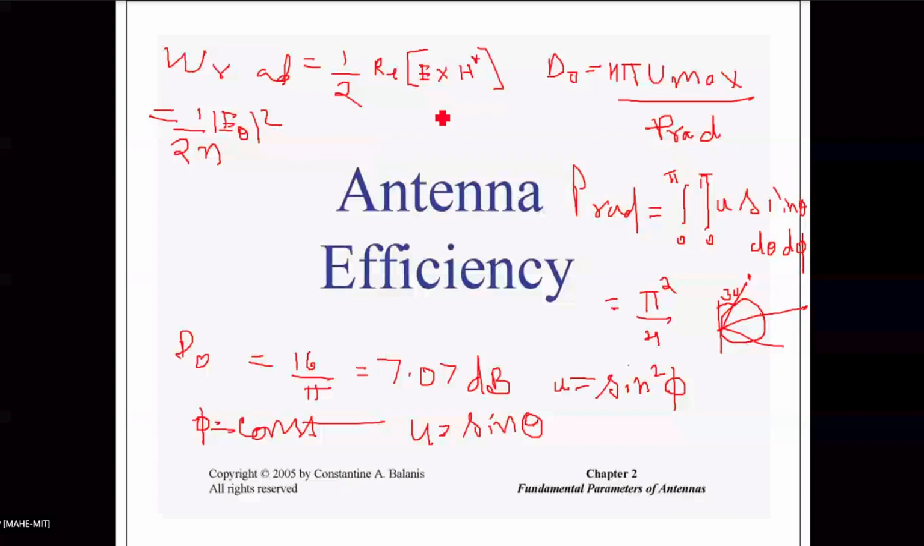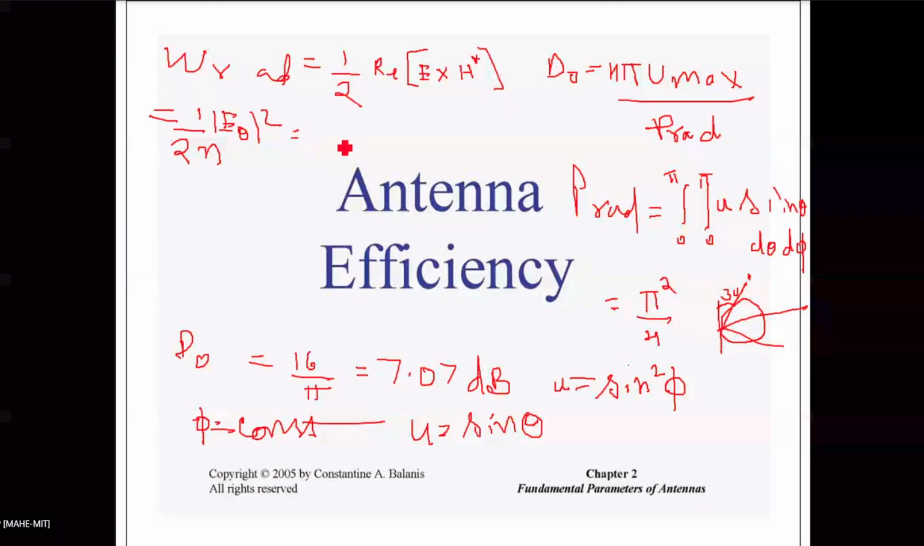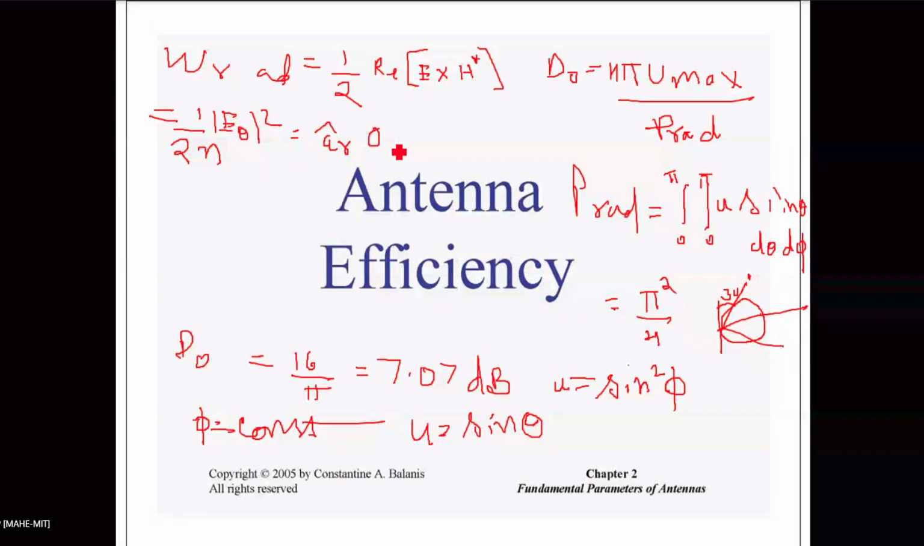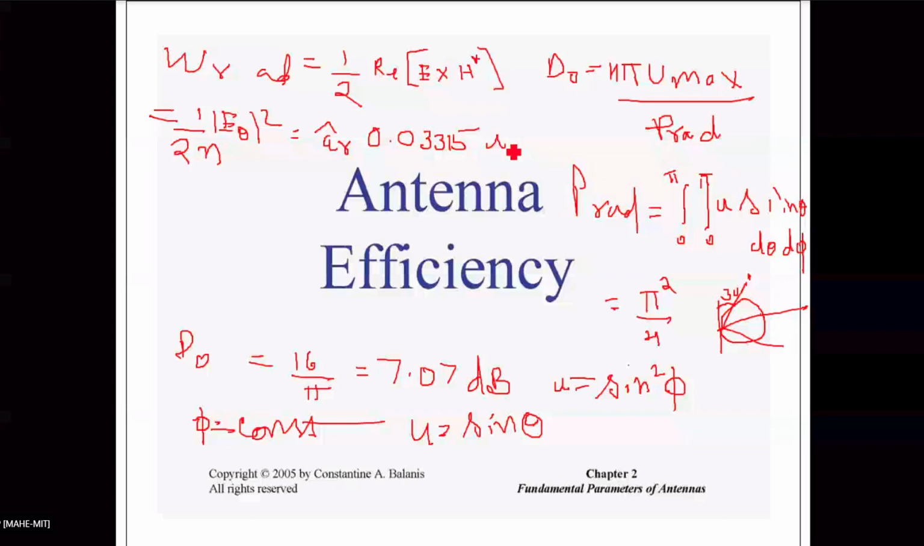E has only the E theta component. E r and E phi components are 0. So this is equal to a r cap, since the power flows in the a r direction. So it is 0.03315 watts per meter square. All of you getting it? Yes, sir. Next, solve the next part.